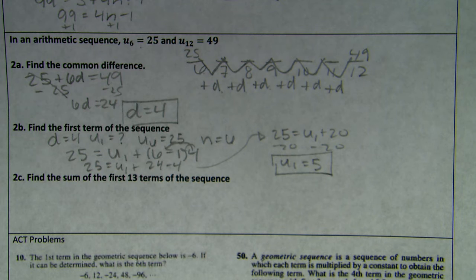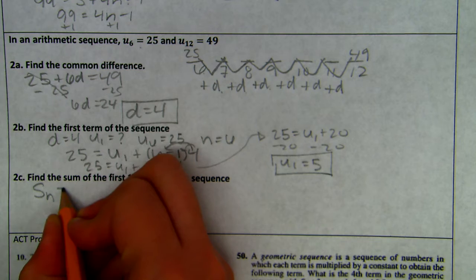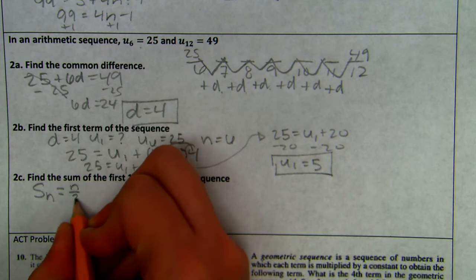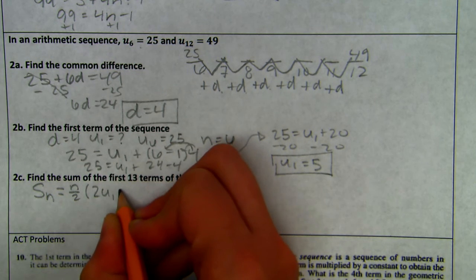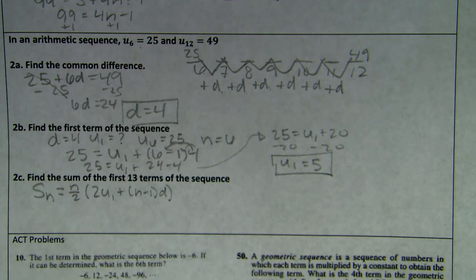We have not done a summing question yet, so I'll write down that formula really quick. So the sum of the first n terms is equal to n over 2 times the first term plus n minus 1 times d. And everyone knows that this is my favorite formula by now, I hope. So let's really try hard on this one.